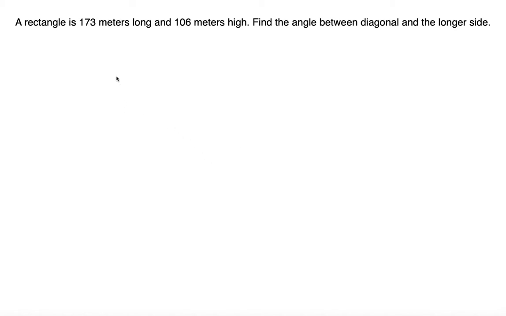A rectangle is 173 meters long and 106 meters high. Find the angle between the diagonal and the longer side. So to model the situation described, we're going to have to draw a rectangle.